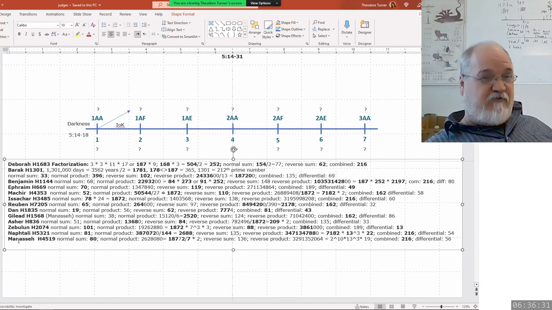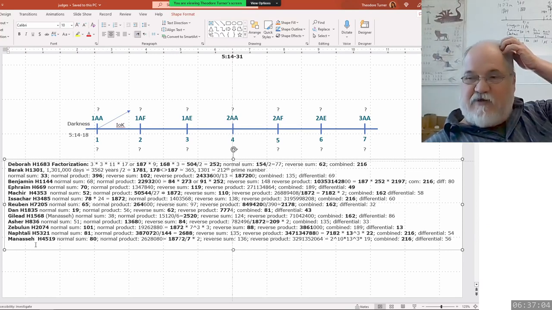And so that would have to do with the number of letters in a name. So if your name has 8 letters, then you're going to have 216 as the combined gematria, right? If you have 6 letters, you're going to have 162 as the combined gematria, right? But what I did here is I took each of these names and I looked at them, and some in different ways. So we're just going to go through each of them.